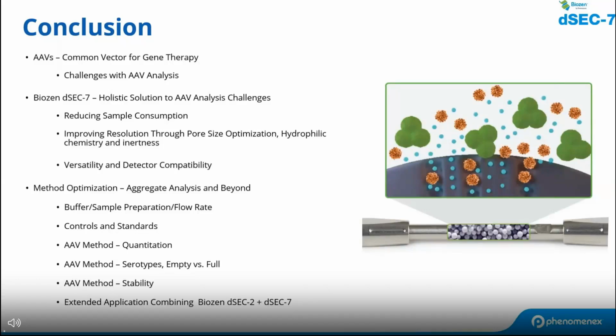So this brings us to conclusion. Here are the key learnings. AAVs are attractive vectors for gene therapy, and there are certainly some challenges which DSEC7 addresses. As a holistic solution, DSEC7 provides you reduced sample consumption, shorter runtime, and improved resolution through the pore size optimization, with hydrophilic chemistry and an inert path. Biogen DSEC7 is also versatile with multiple mobile phases and detectors. We have tons of resources available on Phenomenex.com for free for you to download. In addition, Dr. Shilin also explored a lot of method optimization tips and tricks with you, and also discussed enhanced application by combining DSEC2 and DSEC7.